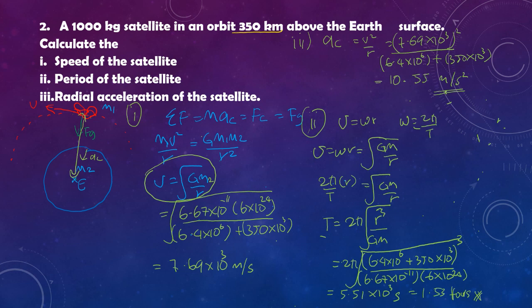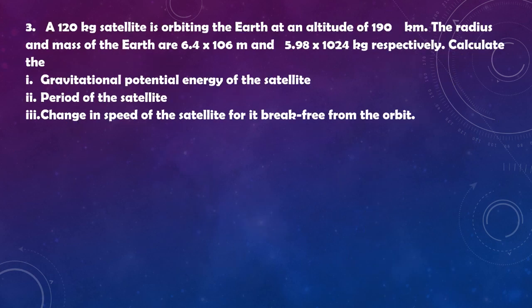Refer to our learning outcomes. So we have our escape velocity, and then we use the conservation of energy. Now we calculate the speed, using Newton's second law and the formula for the velocity. So we derive it to find the formula for the period of the satellite, and then now we get the radial acceleration. Okay, now we move to question number 3.